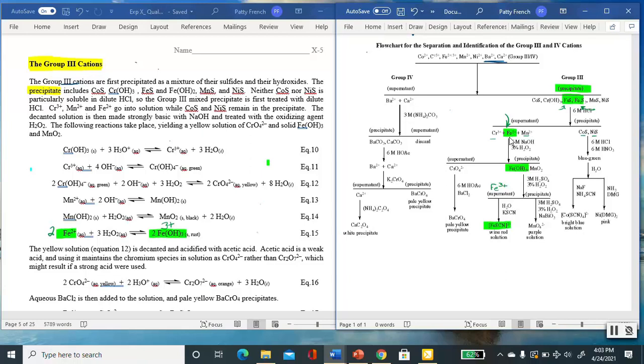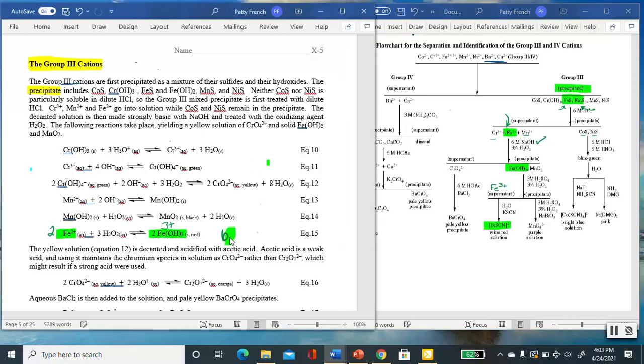Now, we need to separate the iron from the chromium and manganese that we've already talked about. So what we're going to do is, along with the manganese, we're going to precipitate it out. And how is that? We make it basic, and then we add hydrogen peroxide. And when we add hydrogen peroxide, we oxidize the iron 2+ to iron 3+. And because it's in a basic solution, this immediately becomes iron 3 hydroxide.